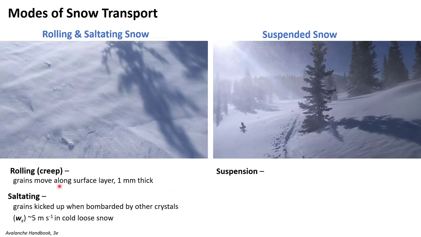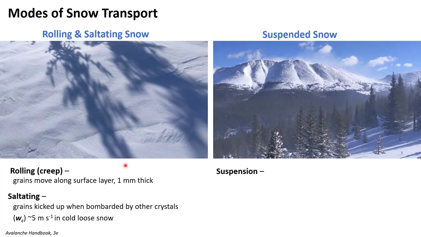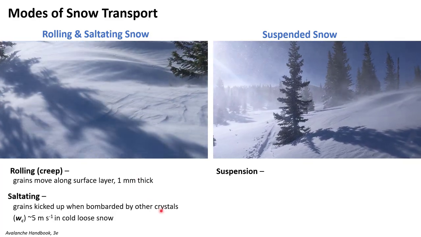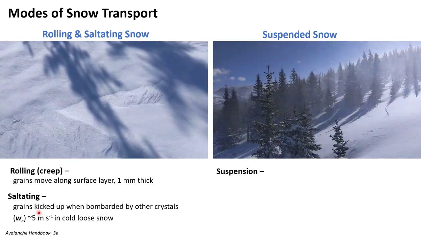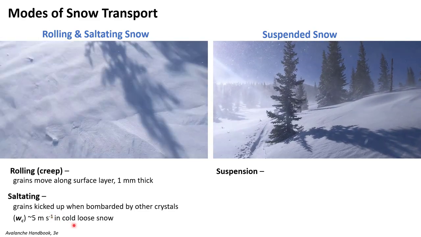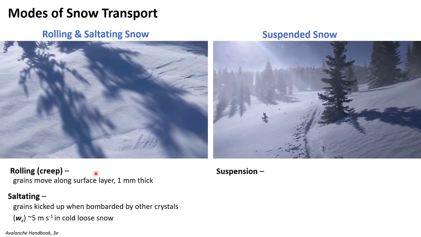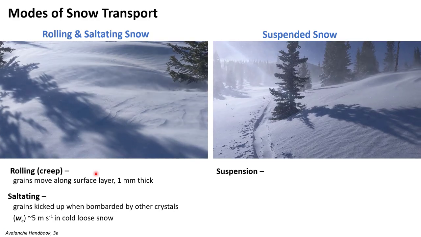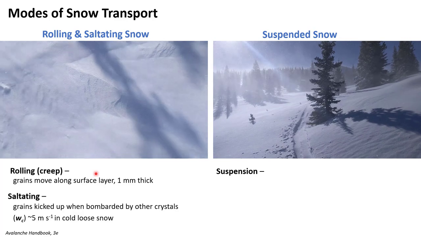So creep is typically stuff that's moving roughly a millimeter off the snowpack, and saltating is when individual grains have actually smashed into other grains on the surface, other crystals, and kicked them up into the air. And typically the threshold wind speed for saltation is around 5 meters per second when you have really cold, loose snow. So this was up in the Alpine, just around tree line on a day that was sub-zero with recent snowfall, so very loose, not very dense snow.